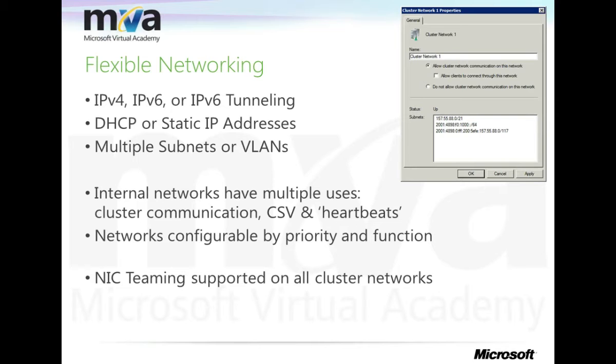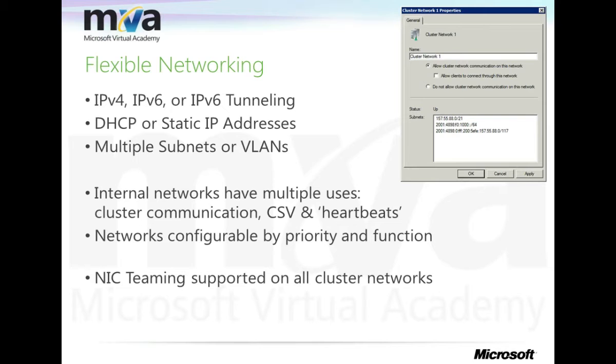All of these networks are configurable by both priority and by function, so you can specify certain networks for live migration, for internal cluster communication, or for public access, depending on the latency and the bandwidth of these networks. NIC teaming is now supported on all cluster networks, so this can once again give you high availability with the loss of a network interface.